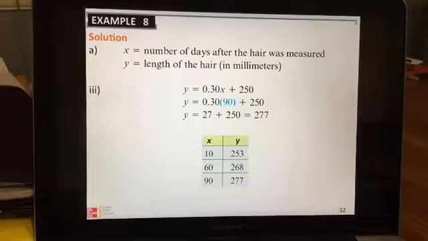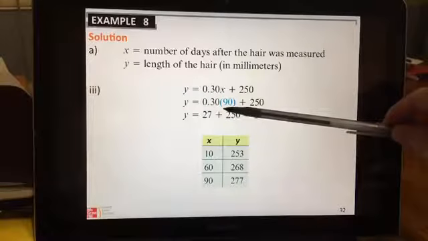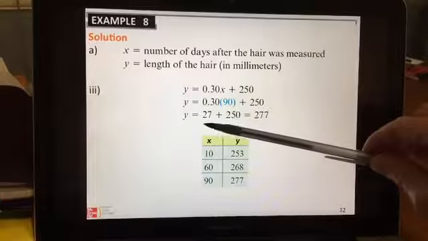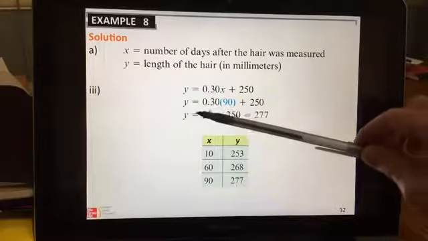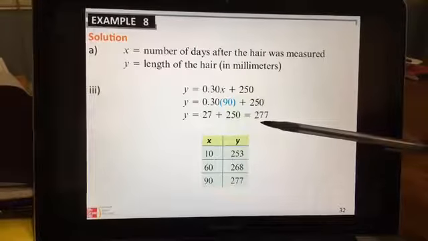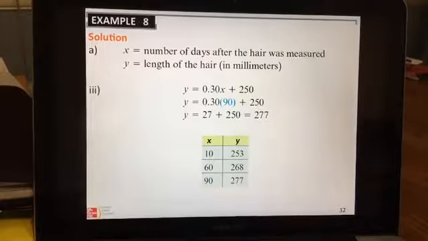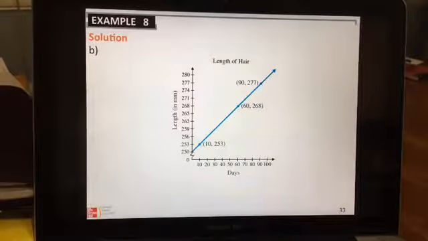And lastly, after 90 days, 90 days is almost 3 months, okay? It's going to grow 27 millimeters and will be 277 millimeters. So now we know those three. Now that is the A part of the problem. Let's look at the B part of the problem, okay?